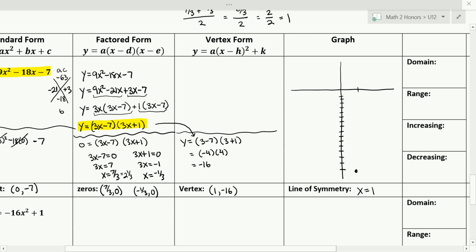My zeros, negative 1/3. So here's negative 1. So negative 1/3 is about right here. It's in between 0 and negative 1, closer to 0. 7/3 is 2 1/3. So here's 2, here's 3. So 2 1/3 is about right there. Closer to 2, in between 2 and 3. And then we have a y-intercept at 0, negative 7.